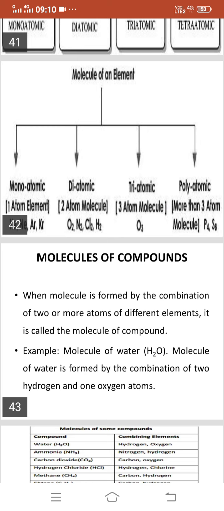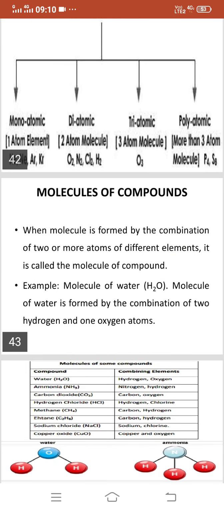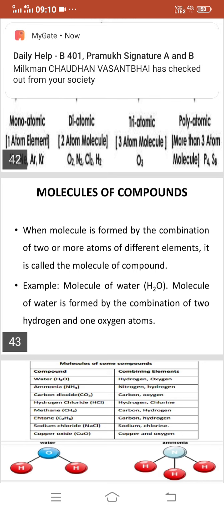When a molecule is formed by the combination of two or more atoms of different elements, it is called the molecule of a compound. And the example, molecule of water. Molecule of water is formed by the combination of two hydrogen and one oxygen atom.